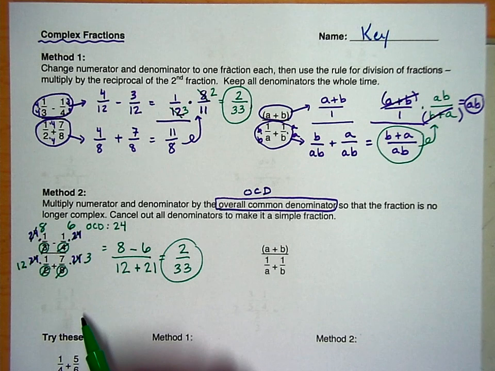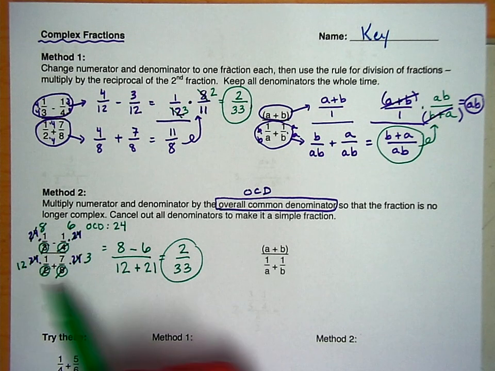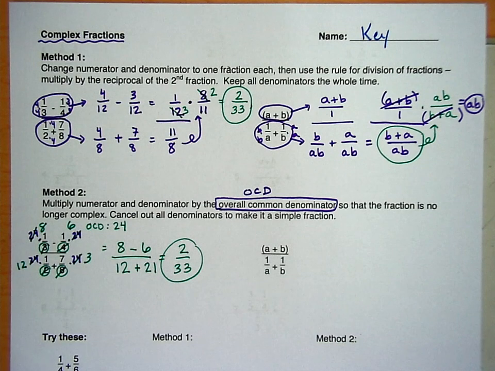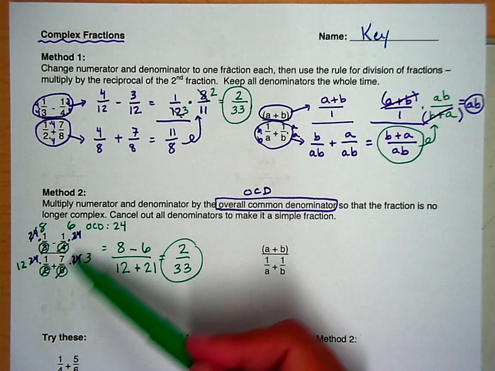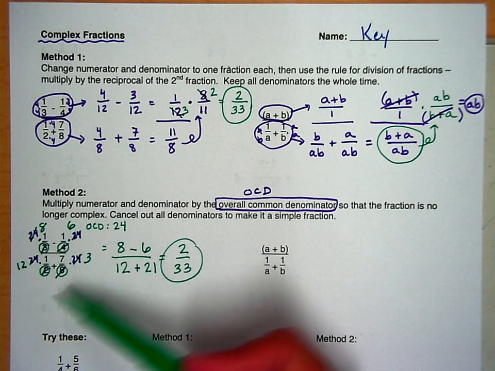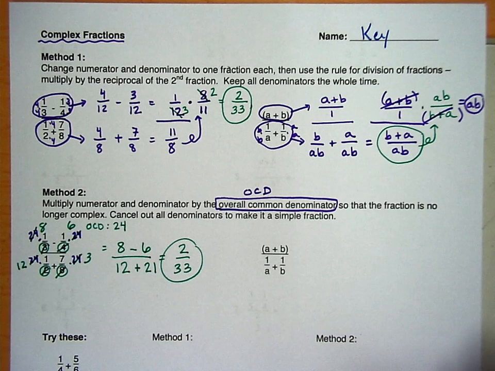Okay? In this way, you won't have to reduce at the end because if you really did the overall common denominator and it was the least common denominator of all of those, then you should have been canceling earlier on. Let's try the same method now, but with variables.